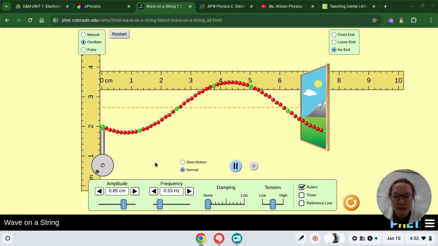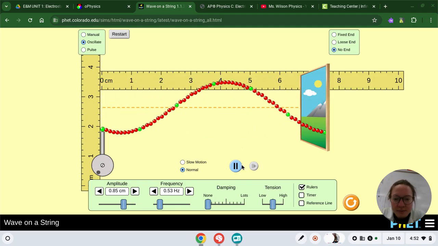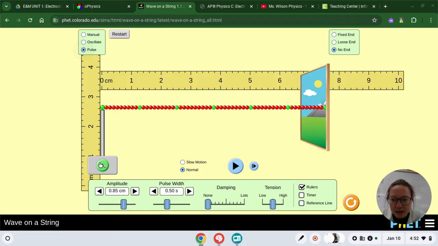Actually, wait, let me try it this way and see if you can see this a little bit better. See if you can see how when I send out just one wave pulse, it's not going to be that the beads are moving. The beads are going to stay right where they are. It's just going to be the wave that travels. Check it out. Watch. Do you see it? Check one more time.